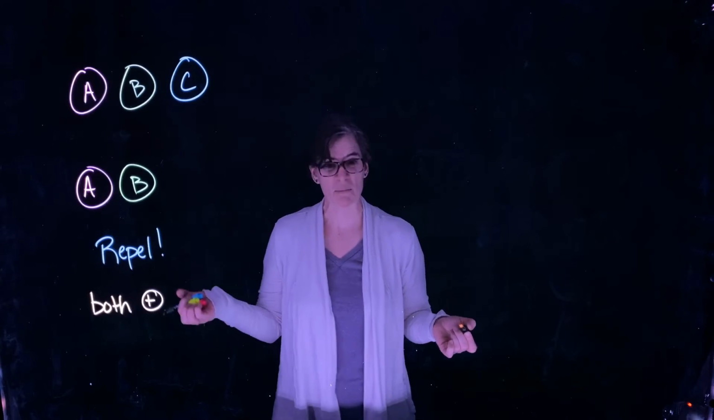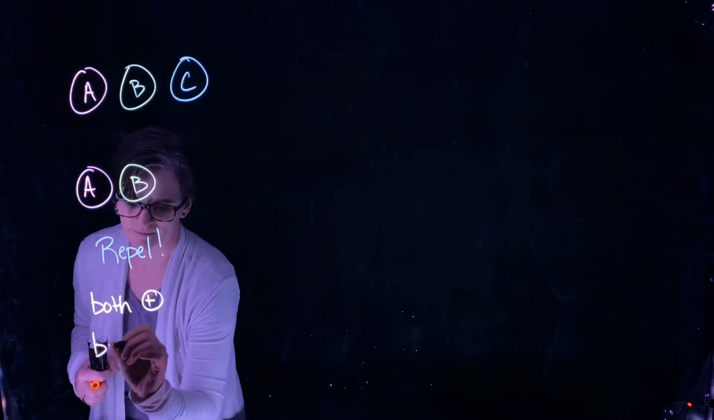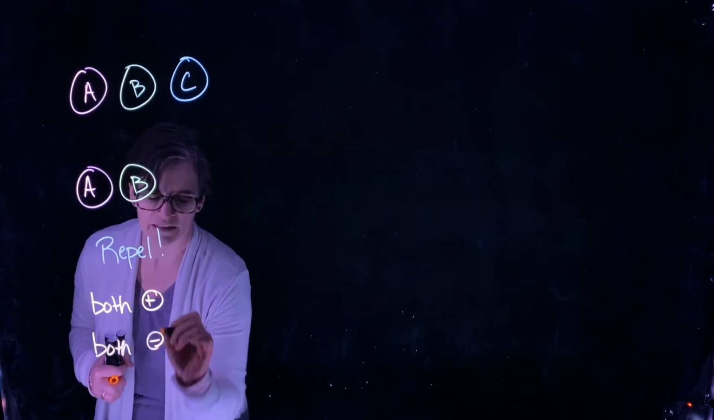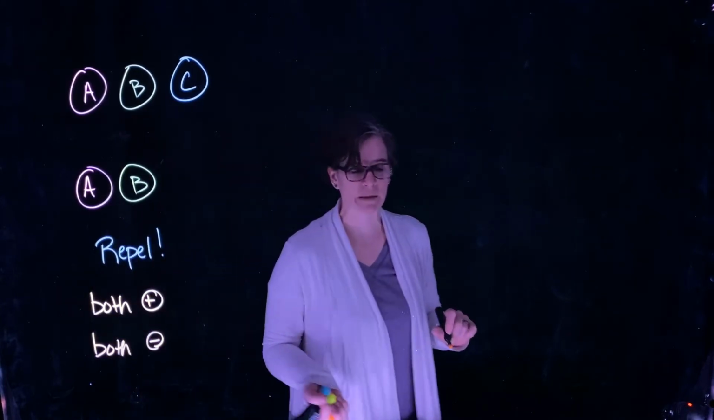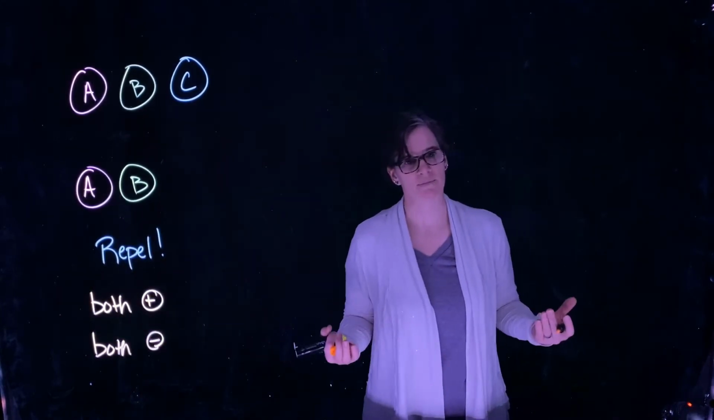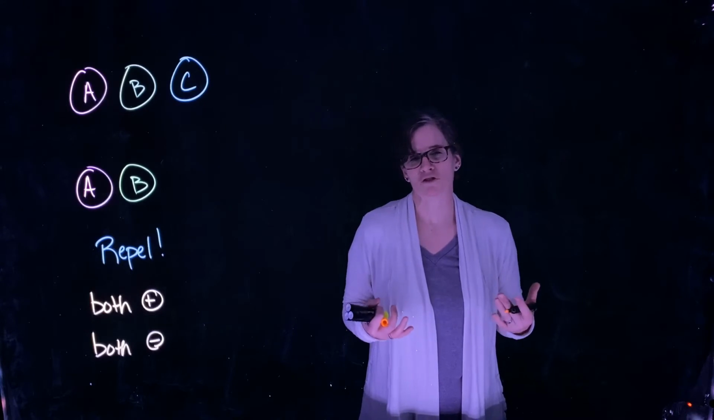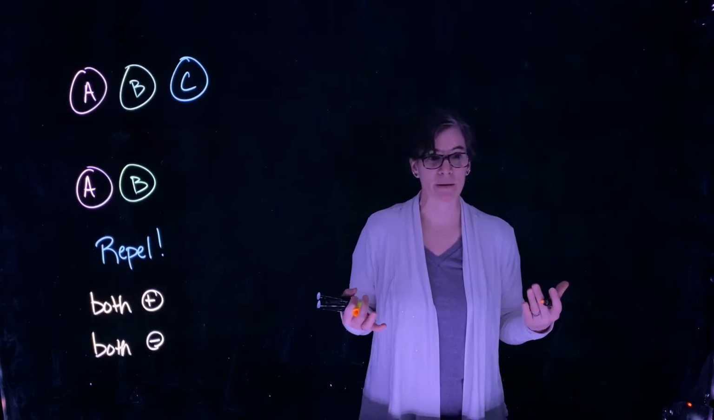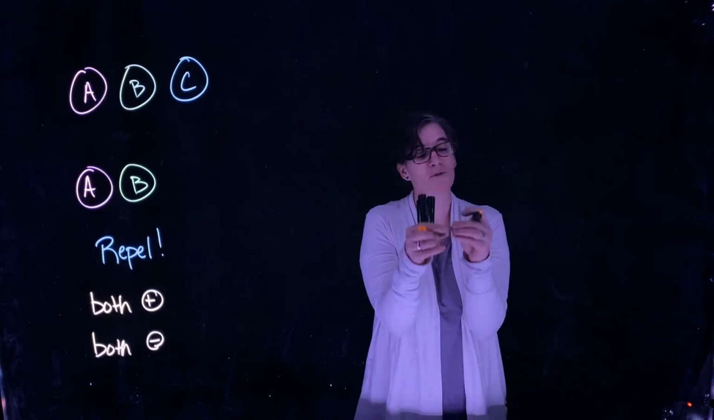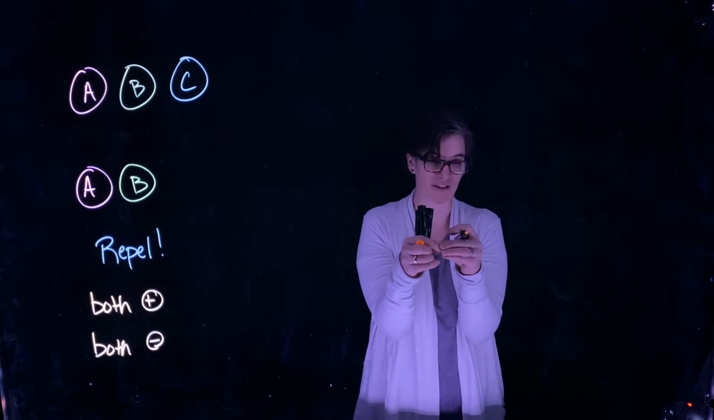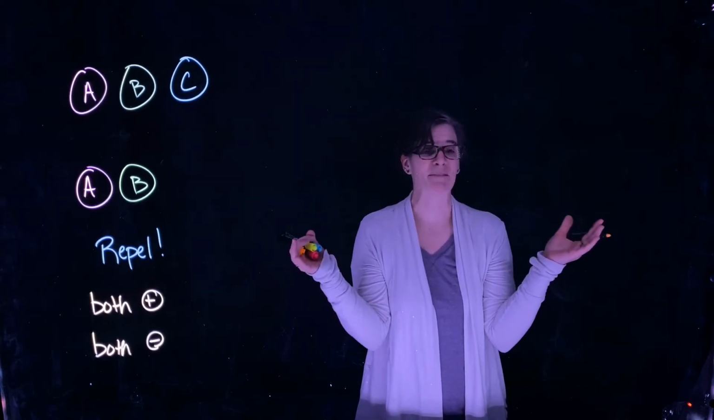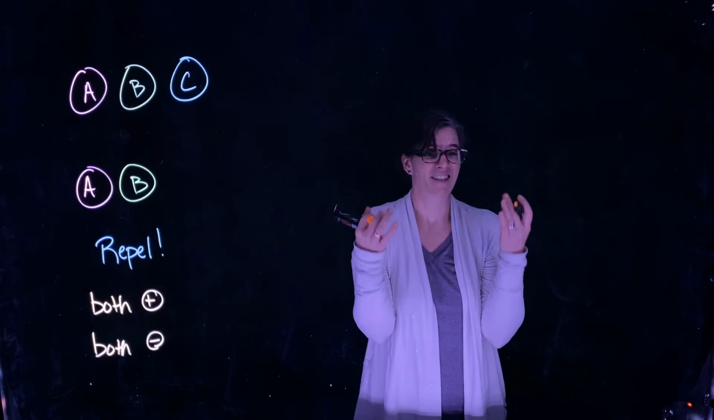They could also be both negative. If object A were negative and object B were negative, they'd also repel. But what about neutral charges? Can object A and object B be neutral? If I put two neutral objects together, what did we learn? They don't do anything. They don't attract, they don't repel, they just sit there.